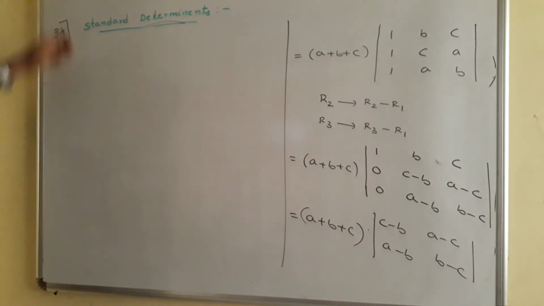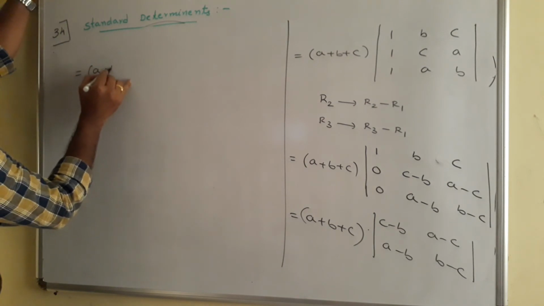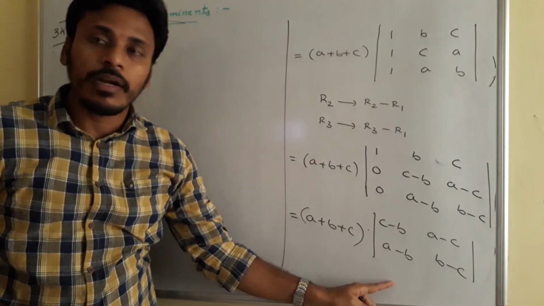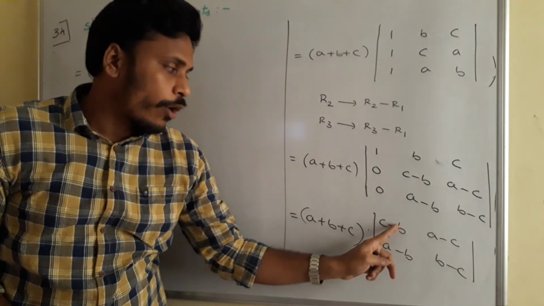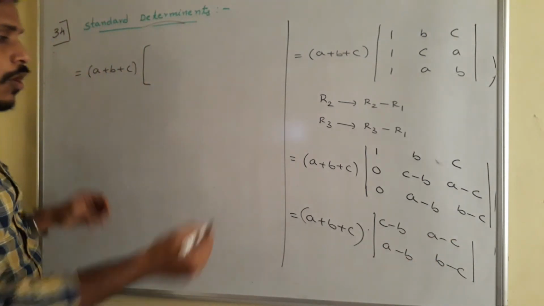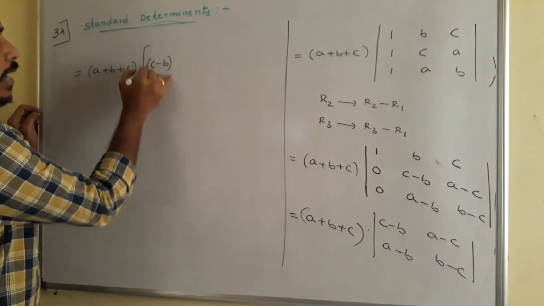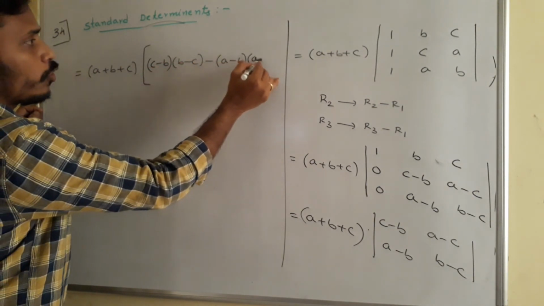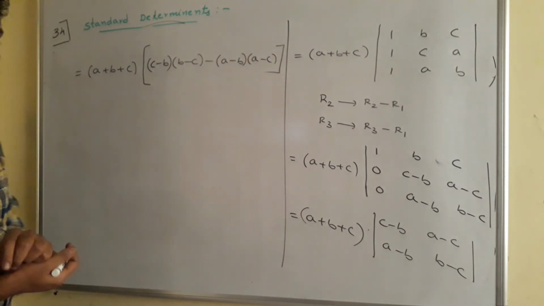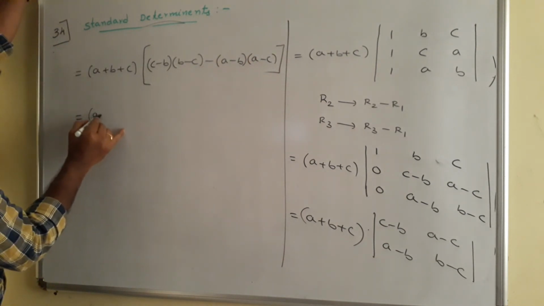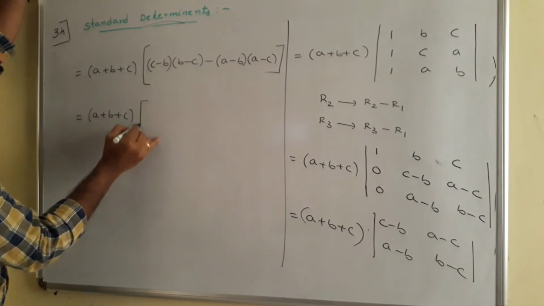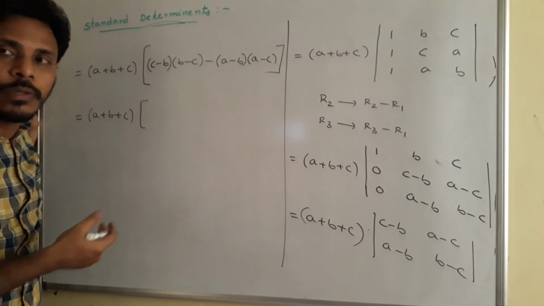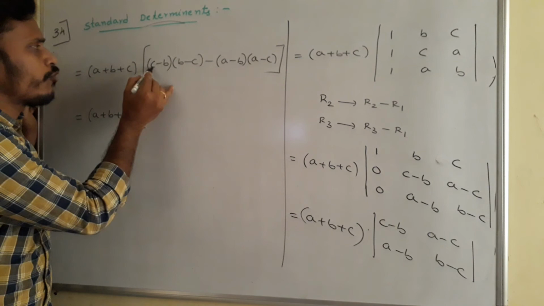This equals A plus B plus C into, and we are trying to find this determinant. Finding this determinant is simply nothing but AD minus BC: the product of these two minus the product of these two. And then what we have here: C minus B into B minus C minus A minus B into A minus C. We need to multiply everything. So this is A plus B plus C into, see, this is C minus B into B minus C. Actually, if both are B minus C, easily we will use B minus C whole square. But here no problem, just go with usual multiplication.